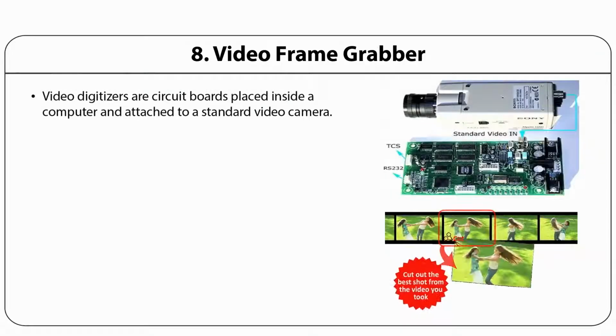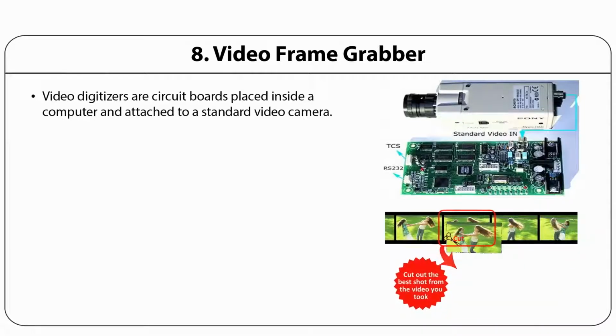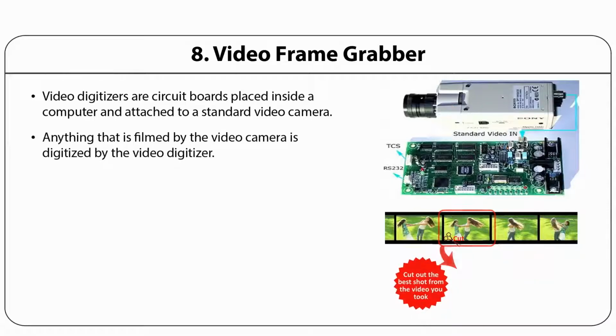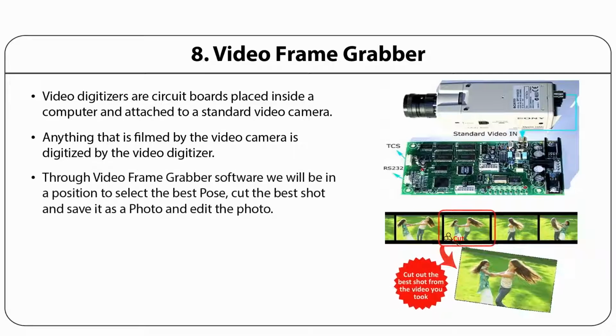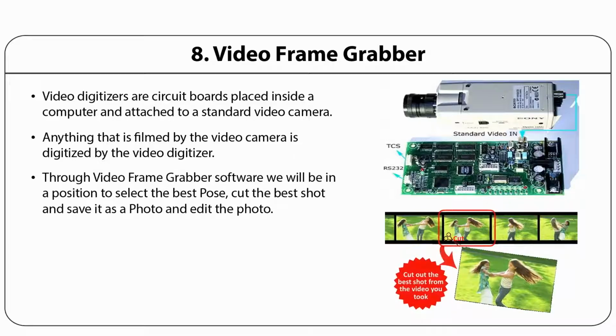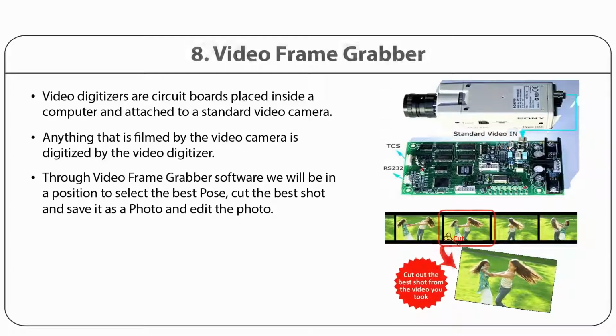Video digitizers are circuit boards placed inside a computer and attached to a standard video camera. Anything that is filmed by the video camera is digitized by the video digitizer. Through video frame grabber software, we will be in a position to select the best pose, cut the best shot, and save it as a photo and edit the photo.